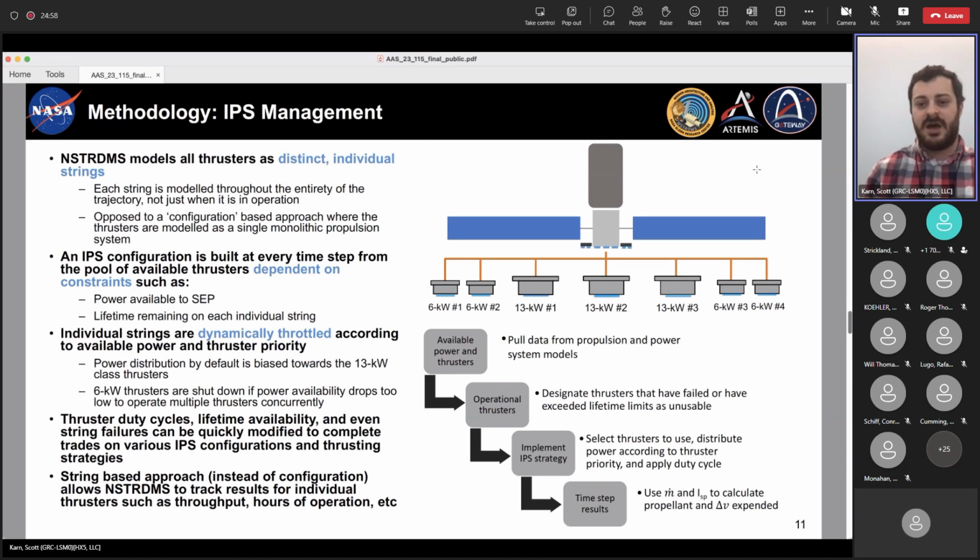This is what makes NSTRDMS really valuable within our analysis tools. And it's greatly simplified the amount of work that's needed by the mission designer, because I don't have to sit here and essentially babysit the IPS system or create multiple different engine configurations before I can run an analysis. I can just input the number of thrusters that I have available, which is nominally 7, and a thruster priority, and NSTRDMS will do all the management work for me.